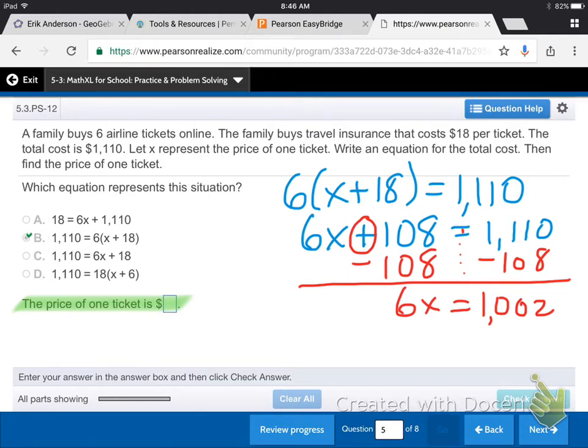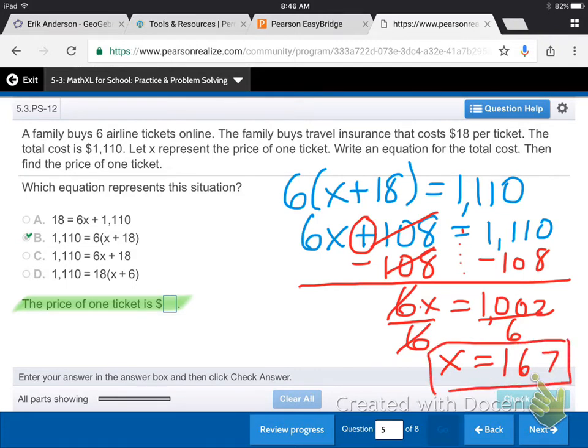So now I bet you know what to do next. That's right, boys and girls, because this added up to 0, so we wrote our 6x down. Now we have to use the inverse of that multiplication right there and divide by 6 on both sides. And so 1x, 6 over 6, x equals, 6 goes into 10, 1, 6, 7, $167. That's the price of one ticket before insurance. Got it? Review. If that didn't make sense, review it. Watch it again.